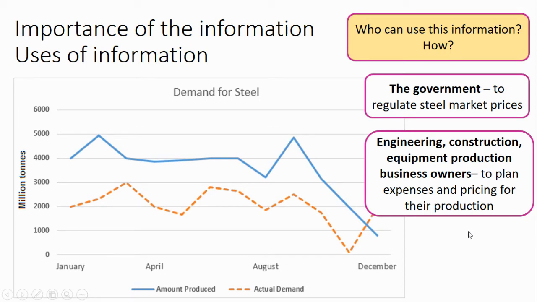Because steel is used to produce cars, construct buildings, make some equipment, tools, and stuff like that. So people who are involved in this business, owners of these areas, need this information to plan how much steel they need to buy, right? And depending on the price of steel, the price of buildings, machines, and tools will decrease or increase. All right.